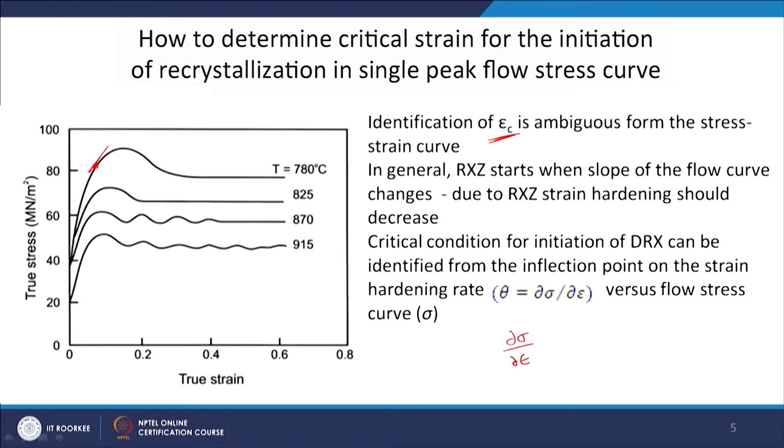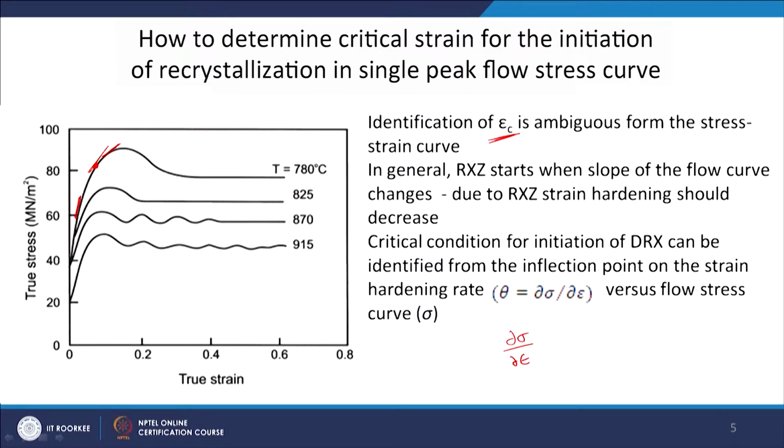So, at any point I can take the slope. What is that slope? If I take the slope here, you can see that strain hardening is more. If I take the slope at this point, you can see the slope is coming down, that means the strain hardening rate is coming down, and that is given by theta here. So, theta is equal to d sigma by d epsilon, versus flow stress.